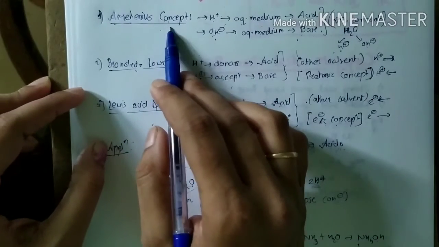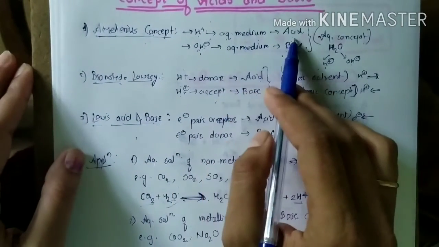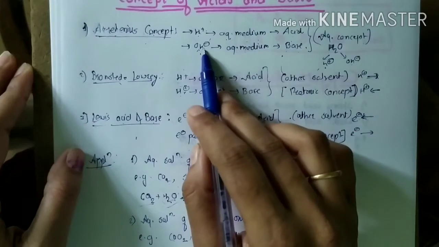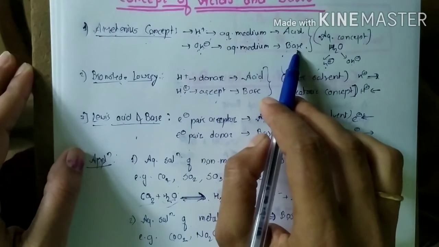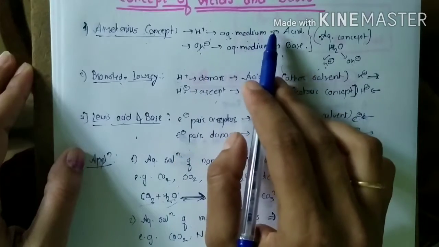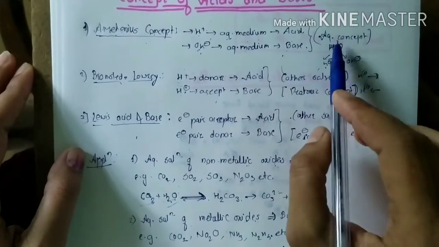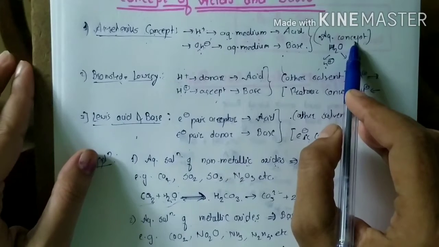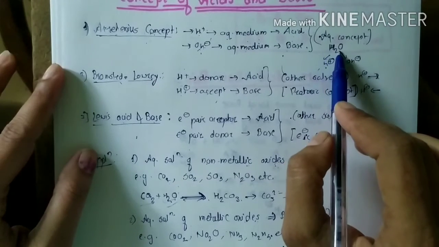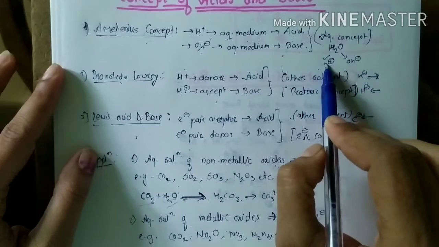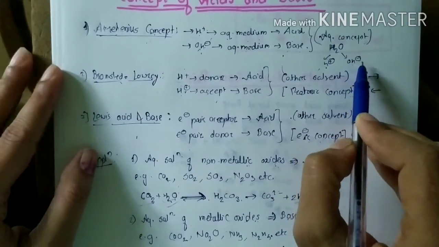If a substance gives H plus ion in aqueous medium, then we call it an acid. If the substance gives OH minus ion in aqueous medium, then we call it a base. These concepts were applicable in aqueous medium only, so we call it the aqueous concept. That means if the substance is dissolved in water and gives H plus ion, we call it an acid. If it gives OH minus ion, we call it a base.